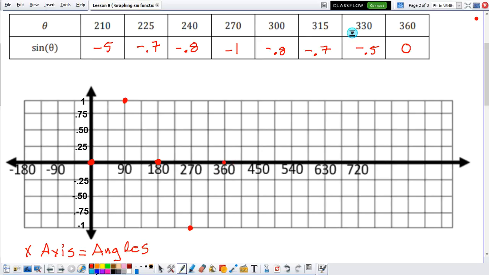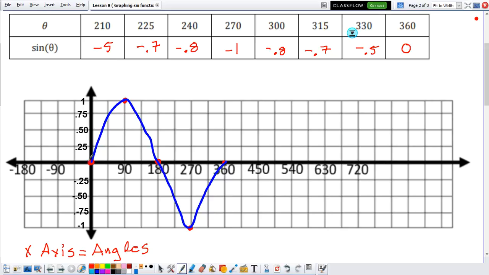All right, so let's just connect those points. We have a graph. Well, I don't like purple. Let's go with blue. Okay, so here's our sine function.